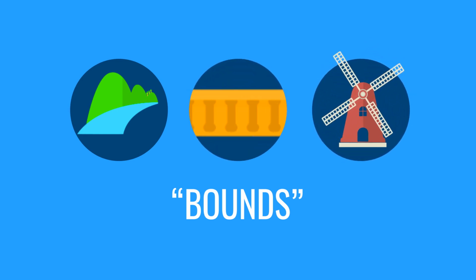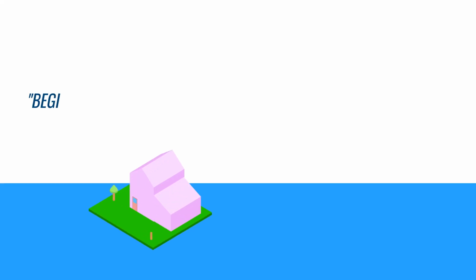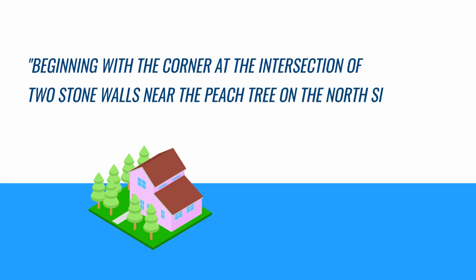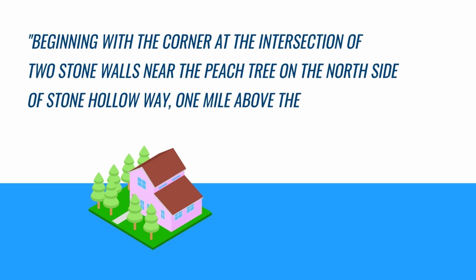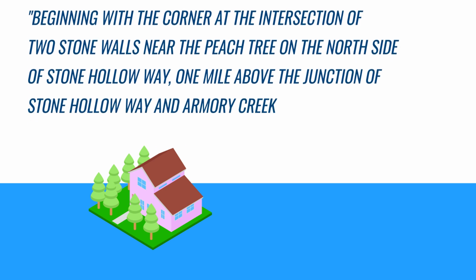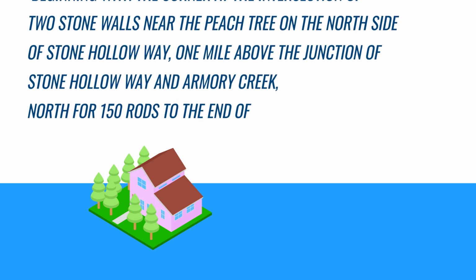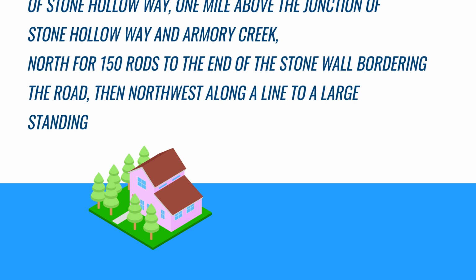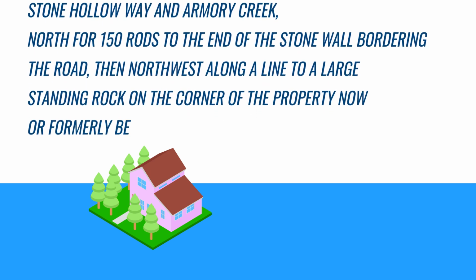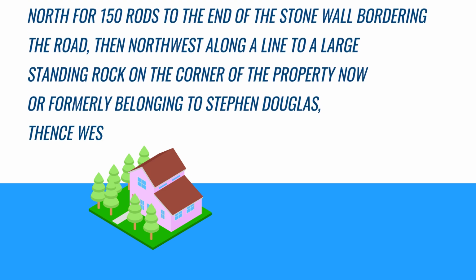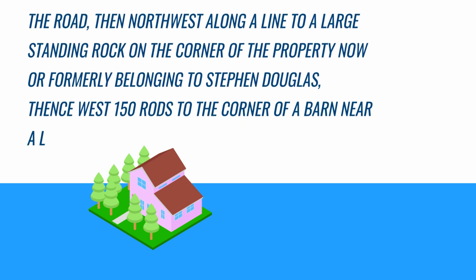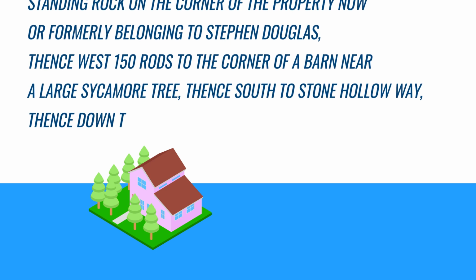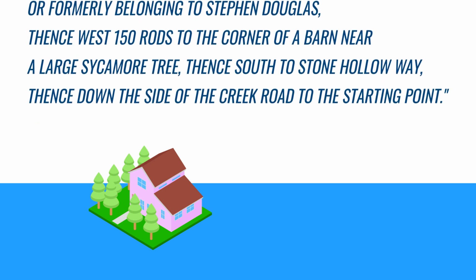A typical description for a small parcel of land might say, beginning with a corner at the intersection of two stone walls near the peach tree on the north side of Stone Hollow Way, 1 mile above the junction of Stone Hollow Way and Armory Creek, north for 150 rods to the end of the stone wall bordering the road. Then northwest along a line to a large standing rock on the corner of the property now formerly belonging to Stephen Douglas. Then west 150 rods to the corner of the barn near a large sycamore tree. Then south to Stone Hollow Way. Thence down the side of the creek road to the starting point.